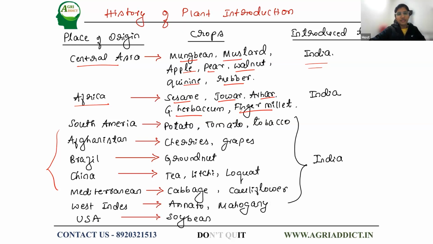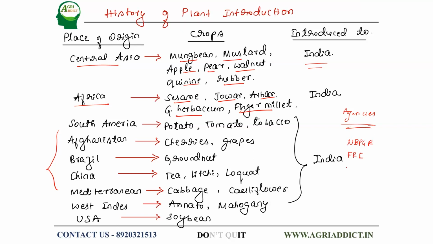So next, plant introduction is going on. What are the agencies which are involved in this plant introduction? Agencies. Anybody remember? What are all the agencies which are responsible? NBPGR, IARI, yeah, very good. BSI, FRI, Botanical Survey of India. Very good. So we'll see them next.